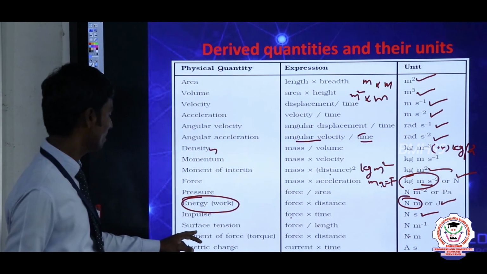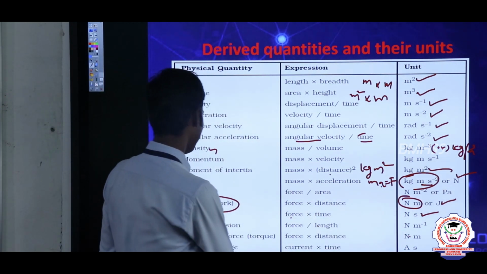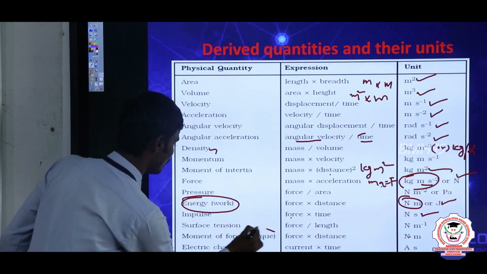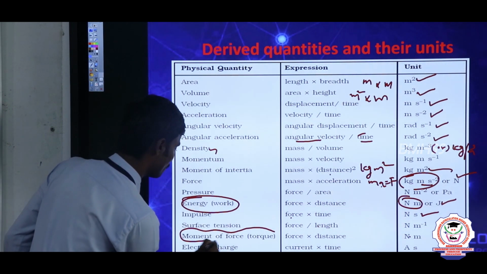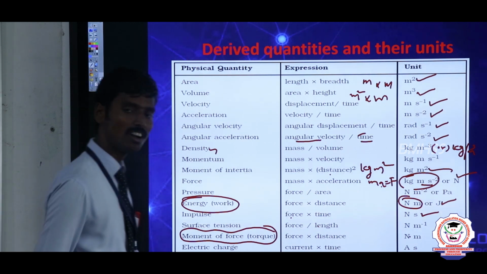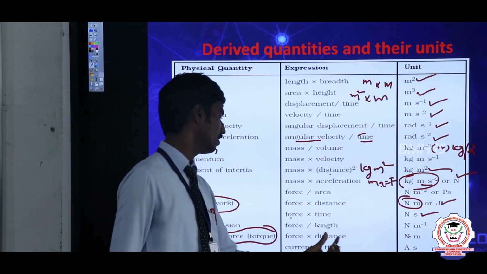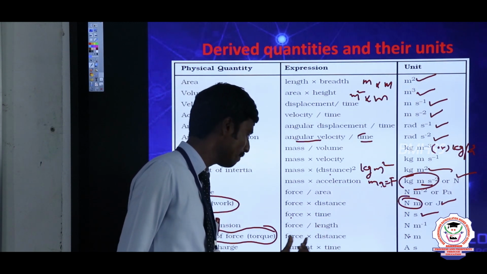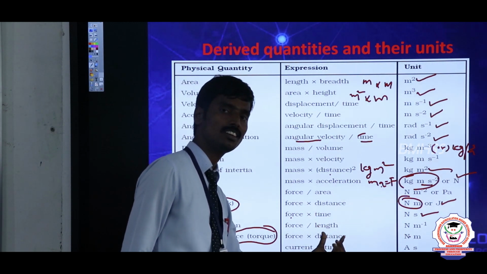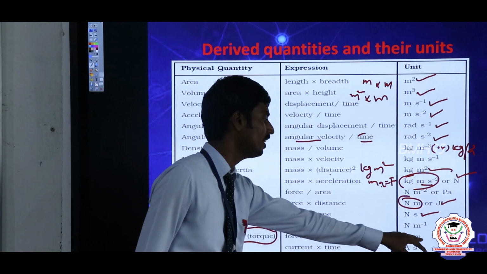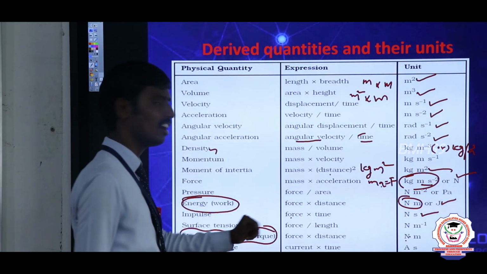The next one is moment of force. This is also very important. Moment of force, in other words we are calling it torque. General expression: force into distance. What is the unit of force? Newton. What is the unit of distance? Meter. Newton meter, the SI unit of torque.